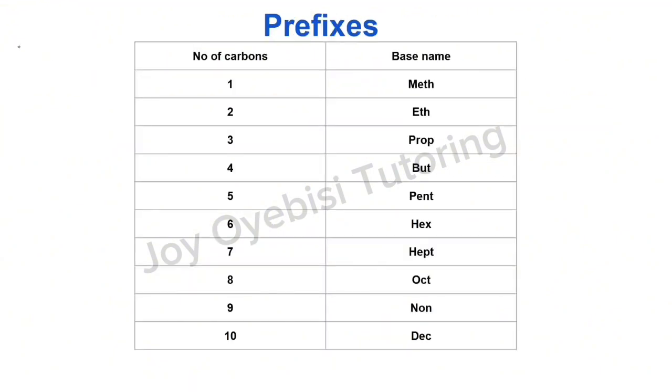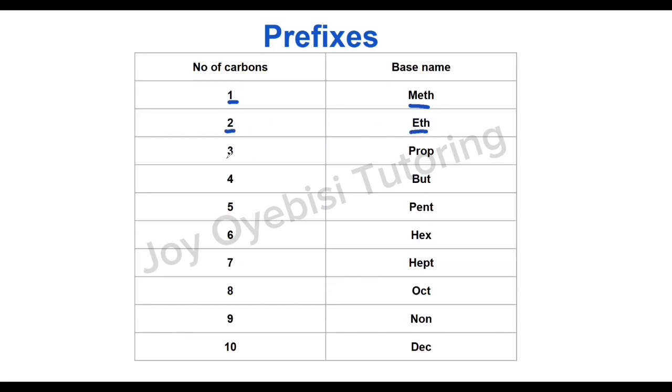After identifying the longest chain, the next important thing to know is the prefixes. The prefixes tell us the number of carbon atoms in the parent chain. When you have one carbon, the name is meth, 2 carbons eth, 3 prop, 4 carbons but, 5 carbons pent, 6 carbons hex, 7 carbons hept, 8 carbons oct, 9 is non, and then 10 carbons is dec. Those are what we call prefixes.